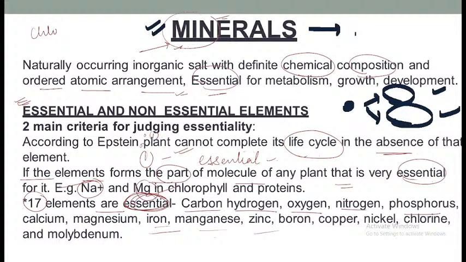In the ICAR also this question has been asked, so remember this as well: the major criteria for calling any particular element essential, and it has to fulfill both the criteria. Remember this. If it is not fulfilling any one of them, it will not be considered essential. First, it cannot complete its life cycle, and second, it will be forming a very important part of the plant's component. Okay, so I hope till here everything is clear.